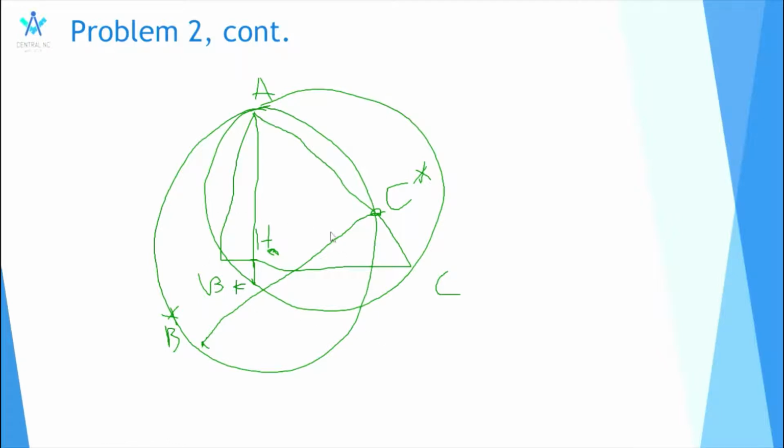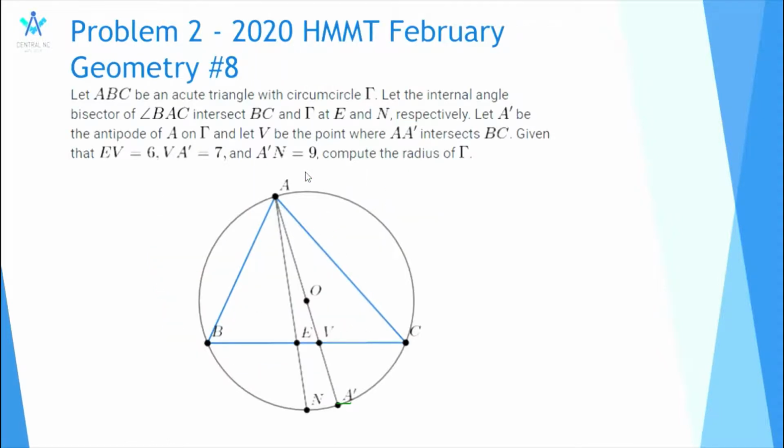Now, we also need to know where E and N go. We actually don't even need to know where O goes, because we need the radius, but AA prime is already a diameter. We can use that instead. So let's see.